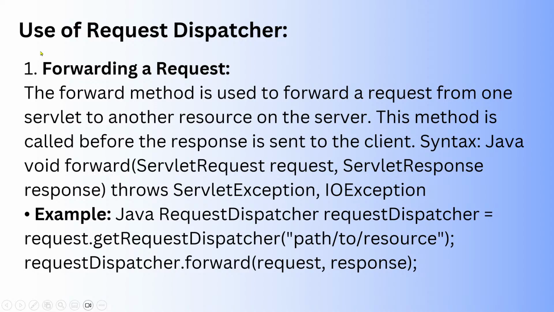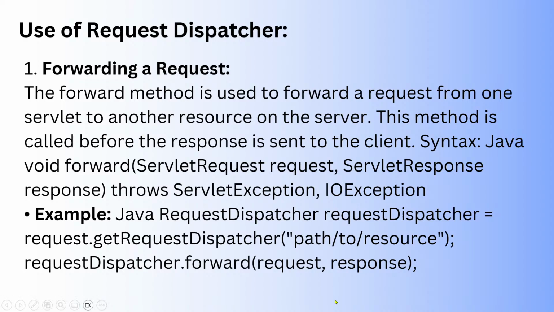So what is the use of the request dispatcher method? Within this, forwarding a request. The forward method is used to forward a request from one servlet to another resource on the server. This method is called before the response is sent to the client. Again, the syntax for this forwarding request is void forward. Again, we have to pass the parameters servlet request, servlet response, and it throws servlet exception and IO exception.